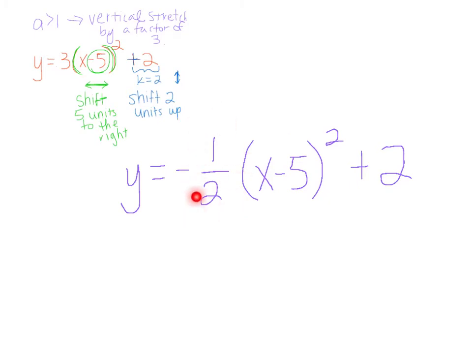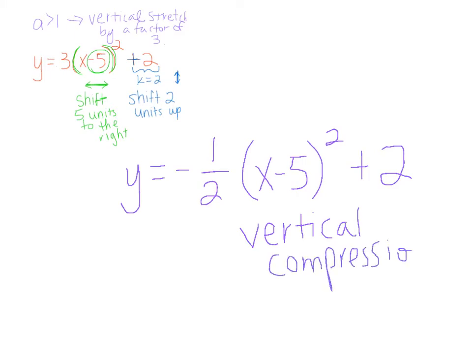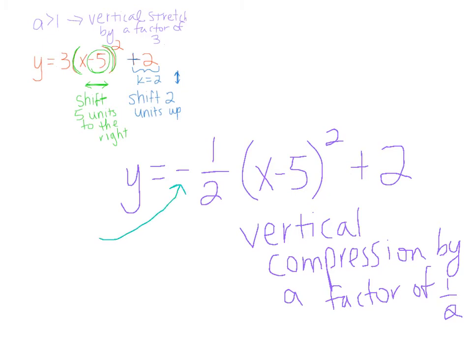The 1/2 part, the number part, always tells you whether you have a stretch or compression. Because that number is smaller than 1, we're going to call it a vertical compression, and we're going to say by a factor of 1/2. The negative part does something totally different. The negative part is the part that controls the reflections. And when the negative is outside the house like this, it's always a reflection across the x-axis.